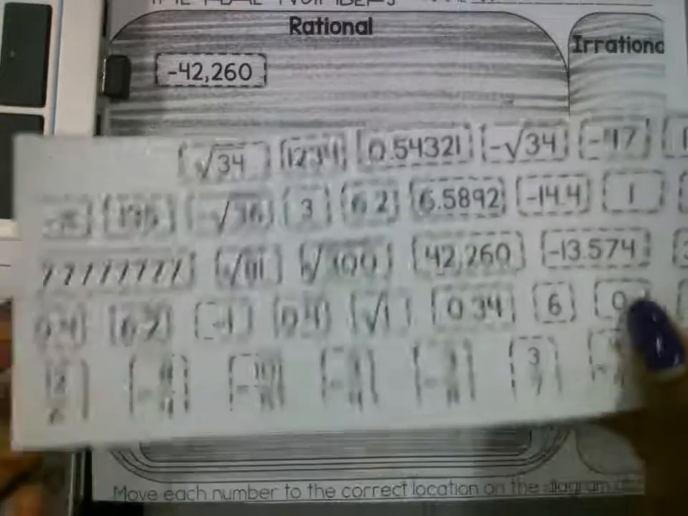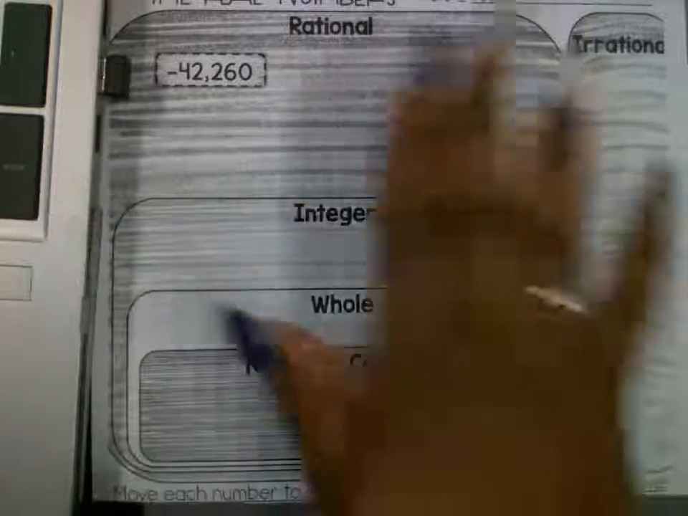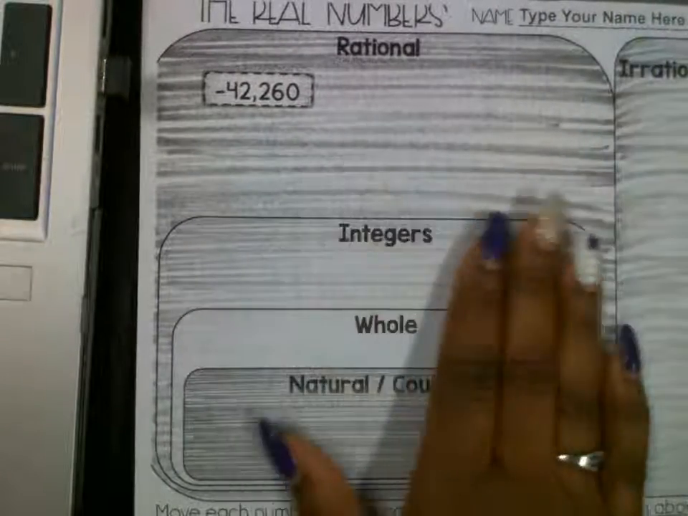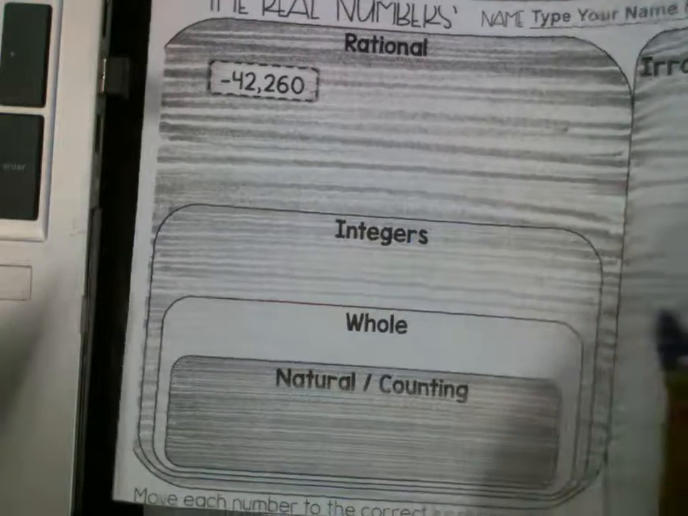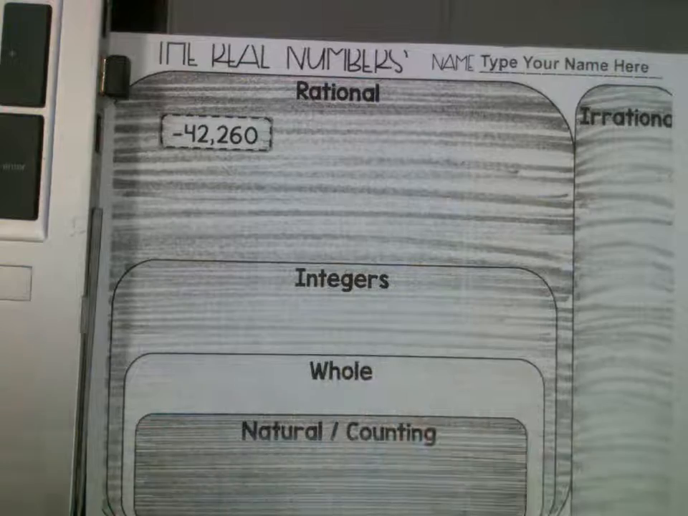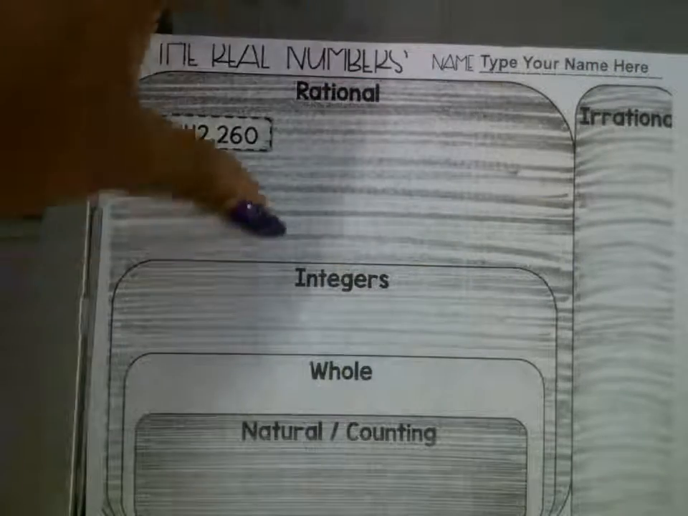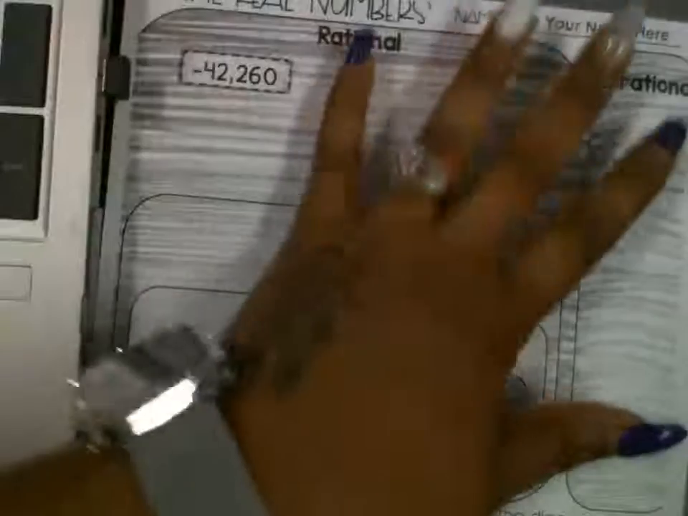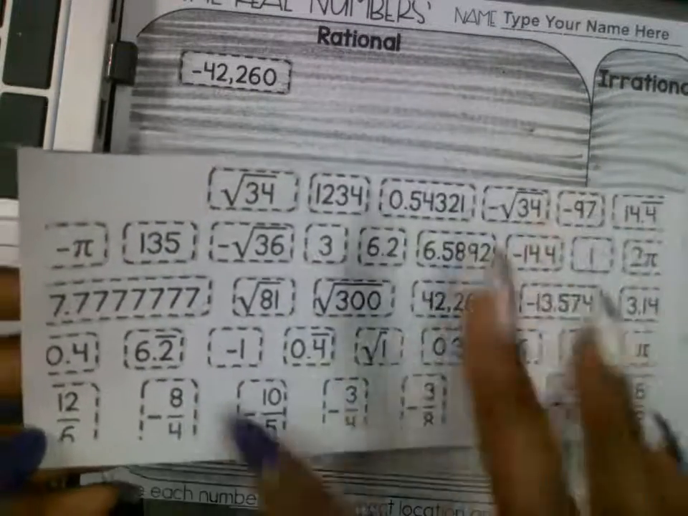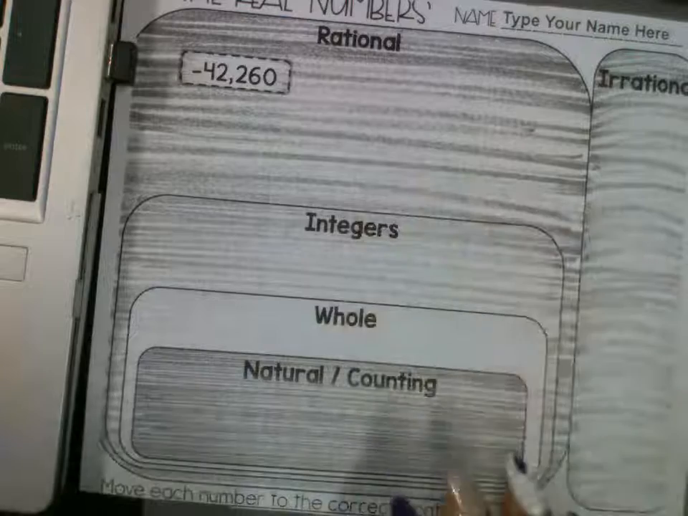So we're going to cut this out. This is the part we're going to paste in our notebook. This is going to be the first page of the fourth quarter, page 1. Okay, and we're going to paste this in when we're finished. We're going to cut the numbers out and put them where they belong.